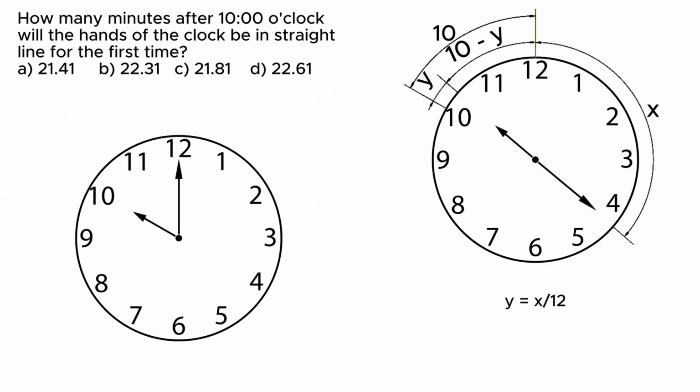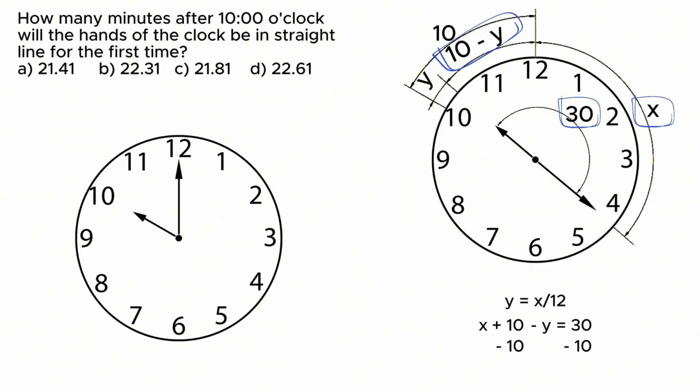At the moment the two hands form a straight line, the distance between their tips is 30 minute marks, because one full rotation is 60 minute marks. So this distance is 30 minute marks. So we write the equation x plus 10 minus y equals 30. Then we subtract 10 from both sides of the equation. We now have x minus y equals 20.